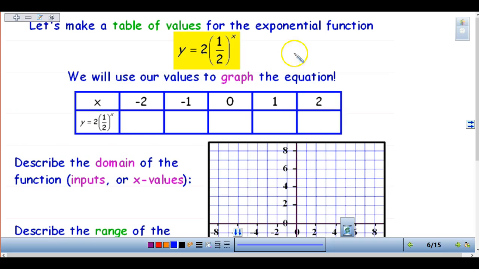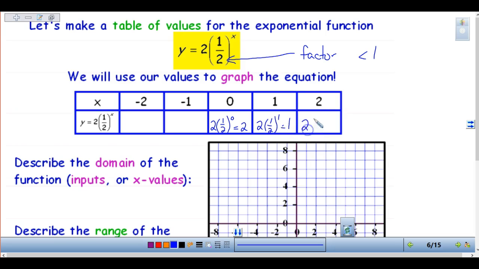So now, if you notice, this is our factor, but it is less than 1. So let's see what happens to our picture when we graph this one. So if we put in 0, so we're going to have 2 times 1/2 to the 0 power. Well, anything to the 0 power is 1, so we're going to get 2. Now if we do 2 times 1/2 to the 1 power, well, anything to the 1 power is itself, so 2 times 1/2 is going to give us 1.